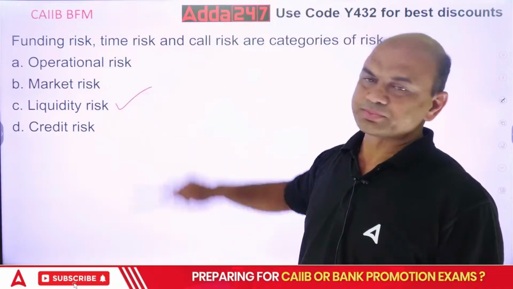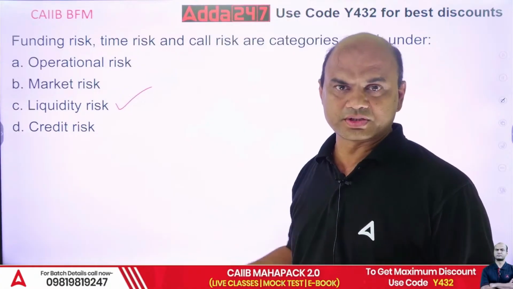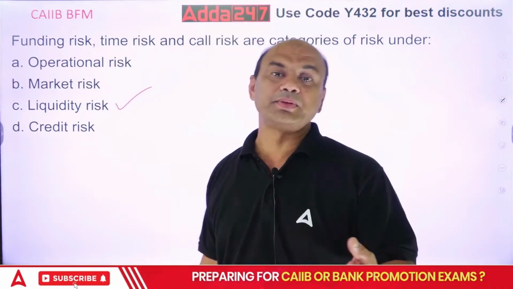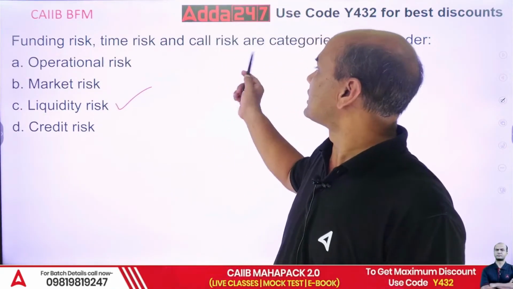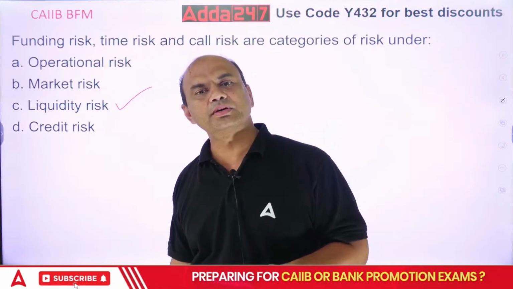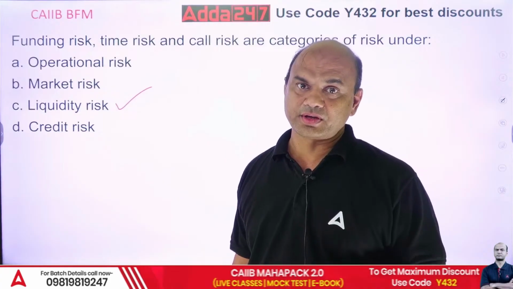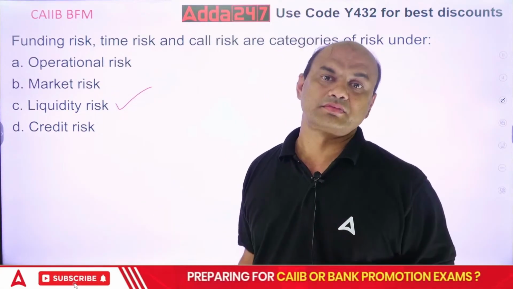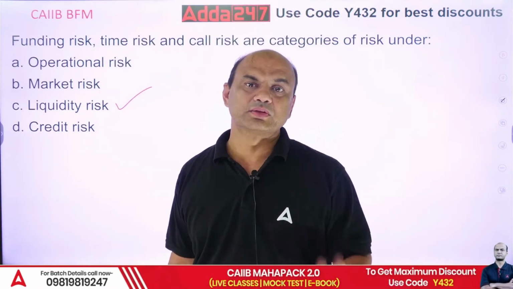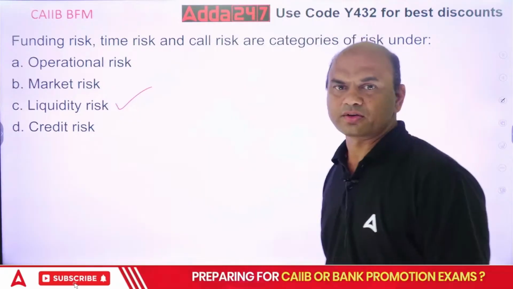Funding risk means you don't get the funds at the right time to give back to the depositor or give for loans. Time risk, again the same. You don't get it on time because of some NPA. Third, call risk. Call means a contingent liability. I have given some LC or bank guarantee, and now that bank guarantee has come for payment. I had given a guarantee on someone and now the other party has come for payment. That is basically known as contingent risk or call risk. So, liquidity risk. Got it, everyone?